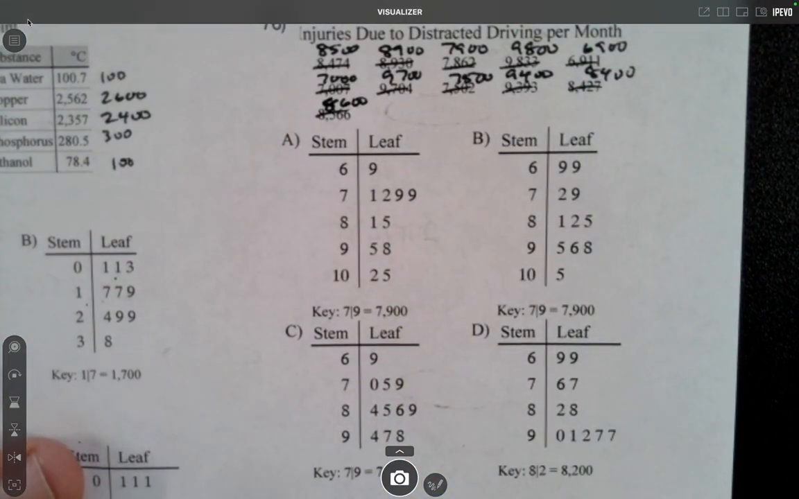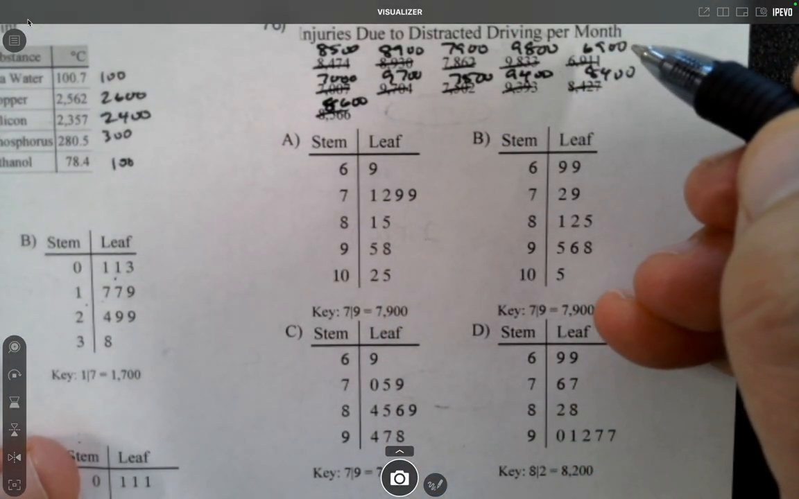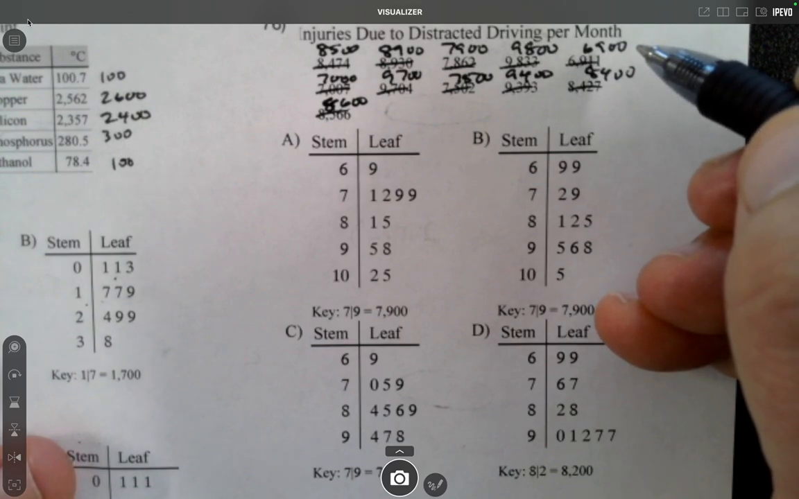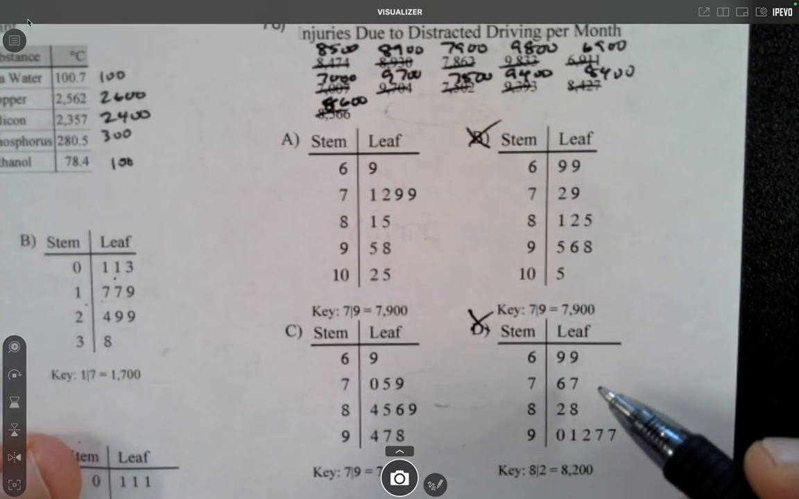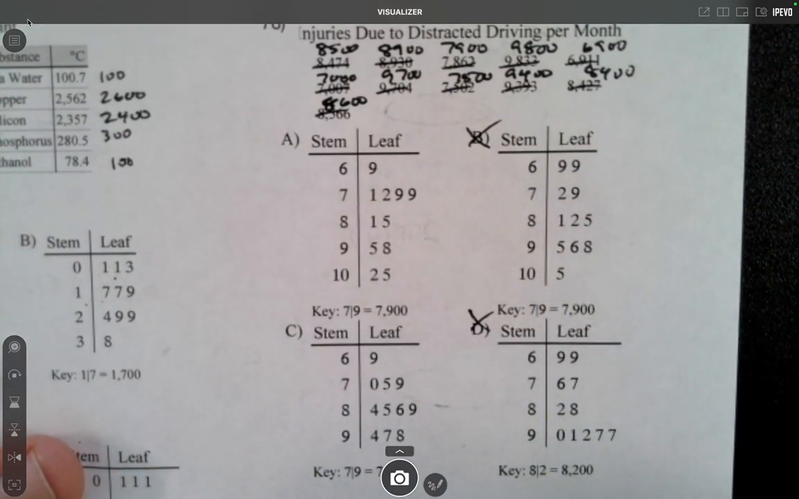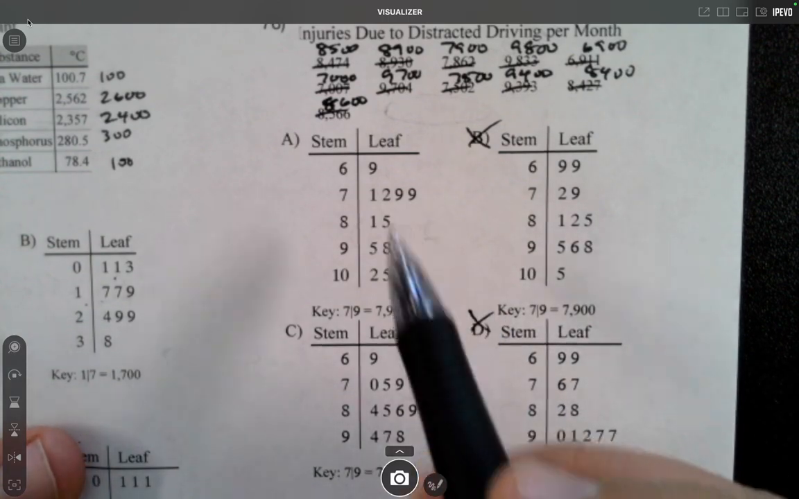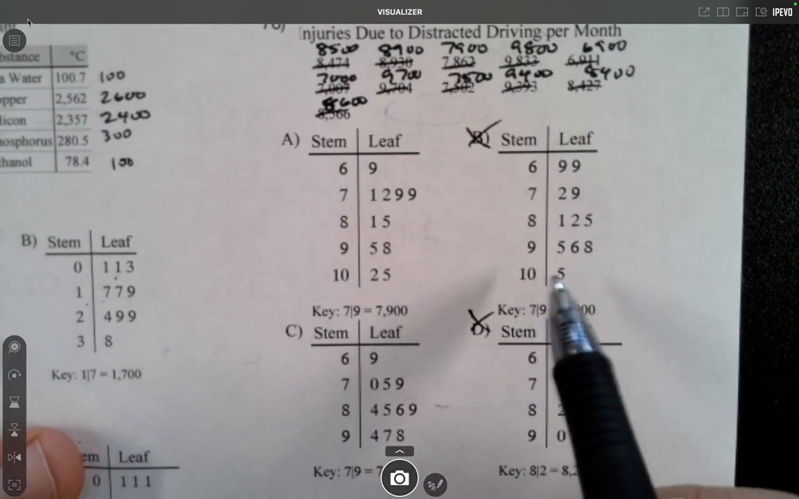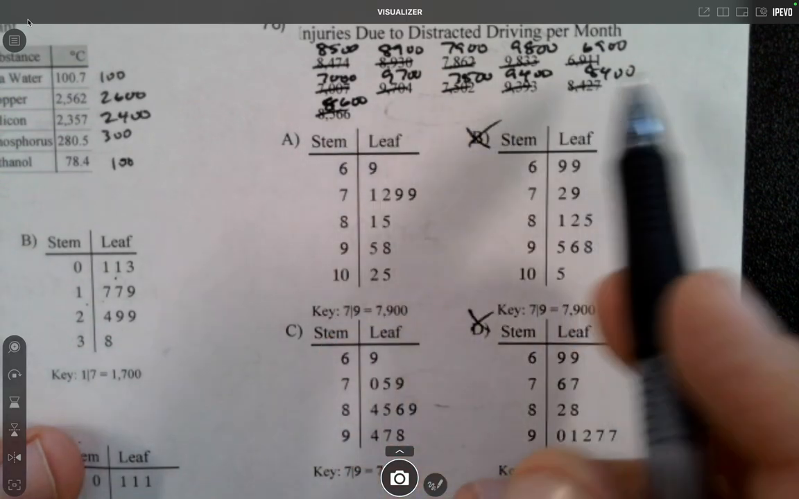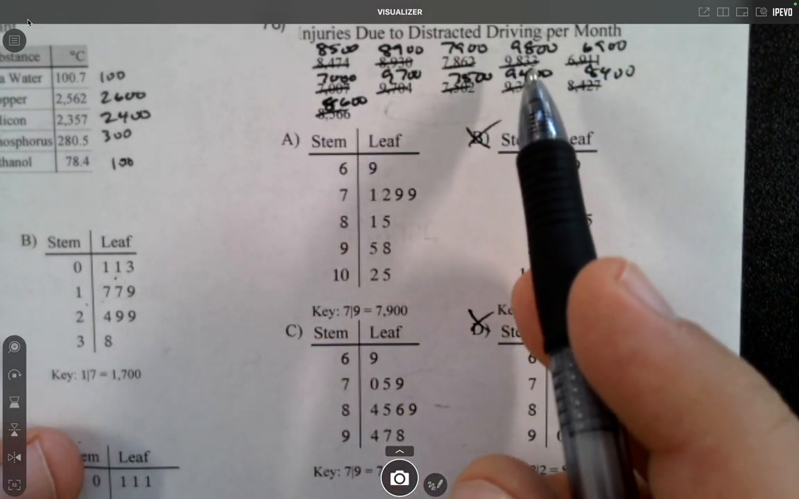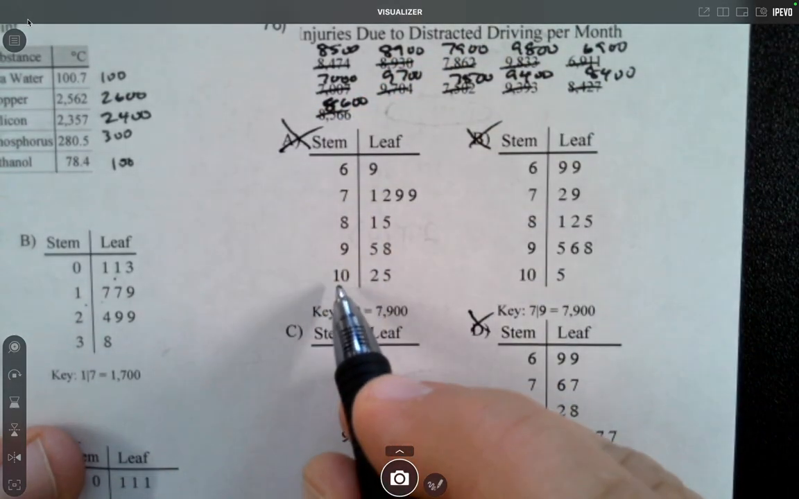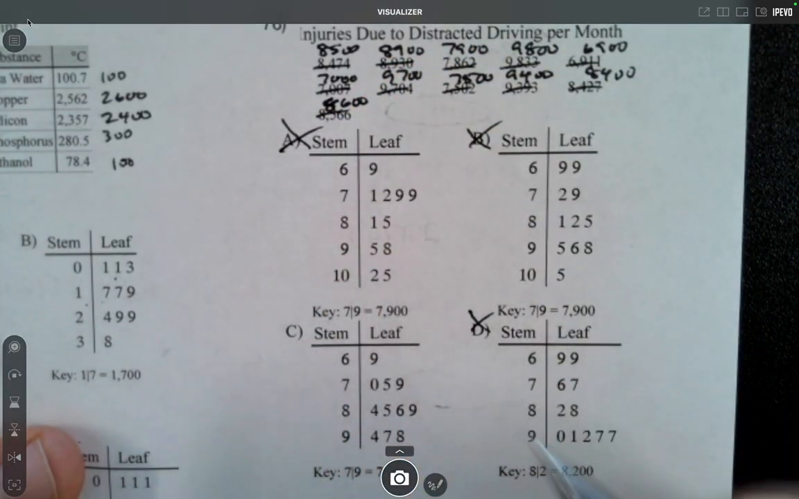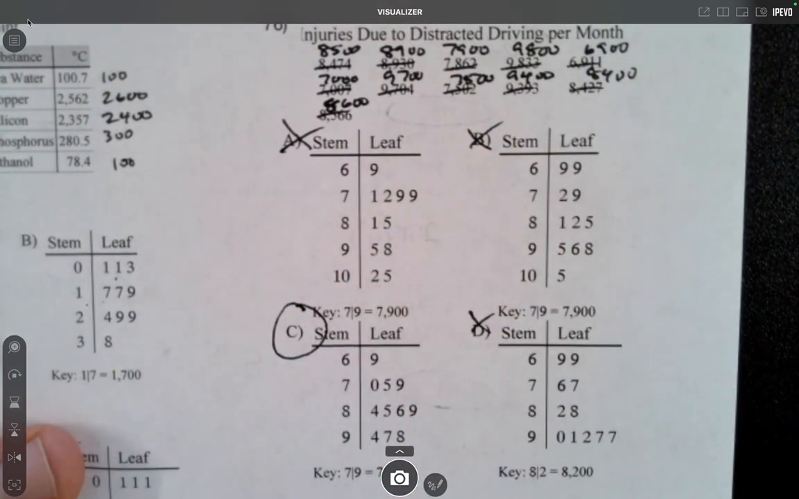So the smallest we have is this 6900, and that's the only one that rounds in the 6000s. So I can cross off B and D right away because we don't have 2 6900s. And this row would imply there's some that are over 10,000, but there's none over 10,000. The biggest one we have is 9,800. So I can cross A off the list because there's none that are 10,200, none that are 10,500, leaving me with answer C.